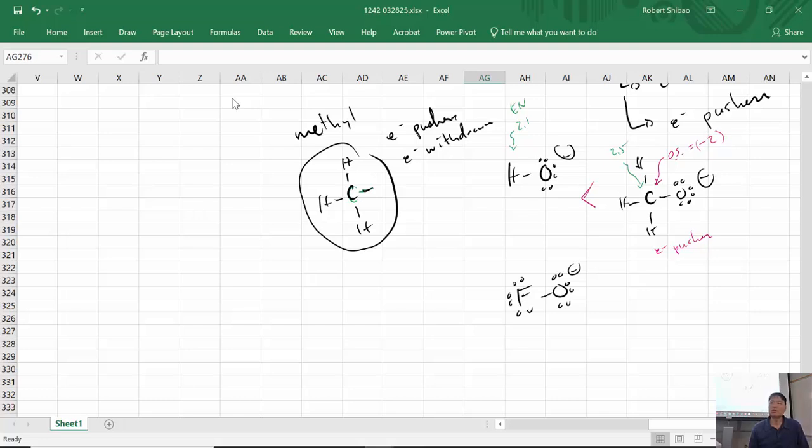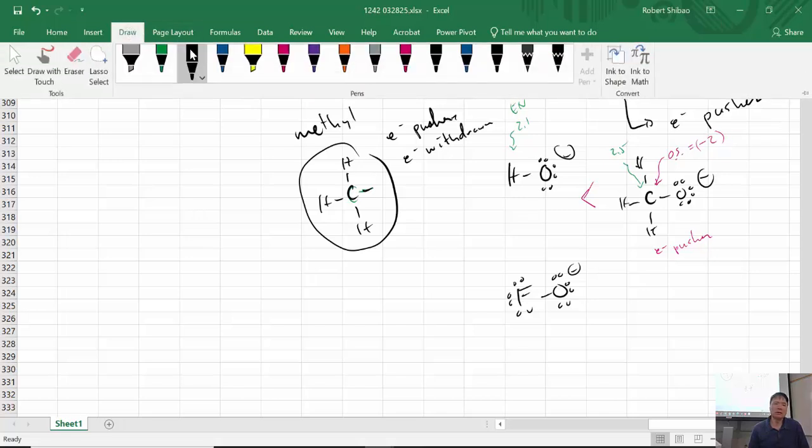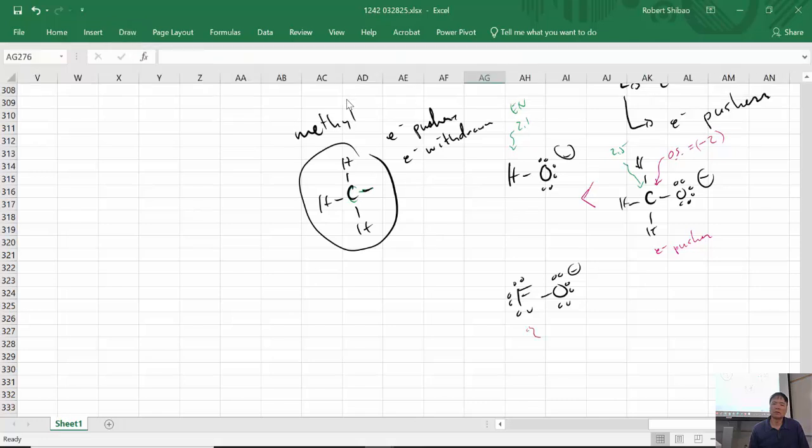Is the fluorine substituent an electron pusher or electron withdrawer? This is an electron withdrawer. And that means it should be less basic than hydroxide. All right, so resonance delocalization is more significant, but we have to look at inductive effect, with electron withdrawing and electron pushing.